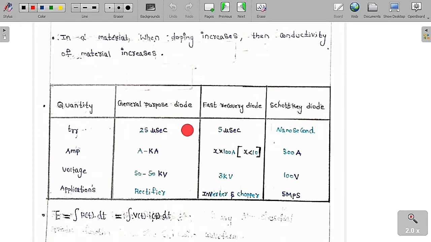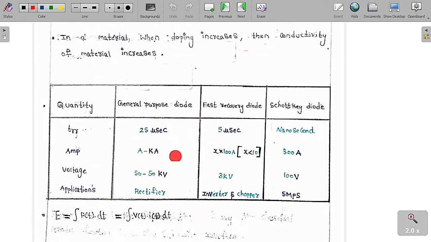So we are going to compare three types of diodes: general purpose diode, fast recovery diode, and a Schottky diode. And we are going to compare these three diodes on different parameters. So reverse recovery time of general purpose diode is 25 microseconds, whereas the fast recovery diode has 5 microseconds, whereas the Schottky diode has nanoseconds. So it's very, very fast. The reverse recovery time means it can easily be turned off. So the turn off of Schottky diode is very high when compared to the remaining two diodes.